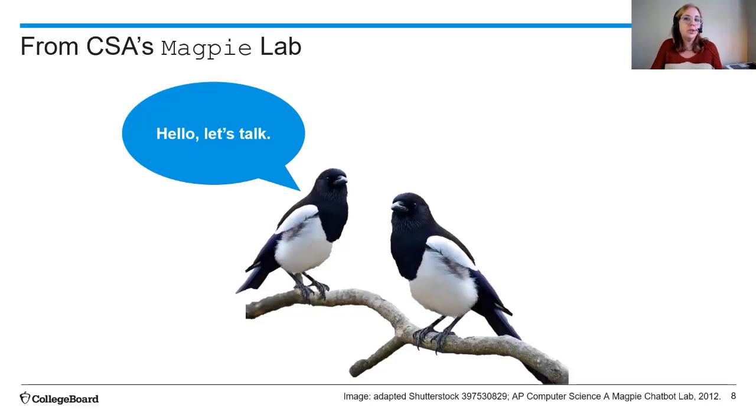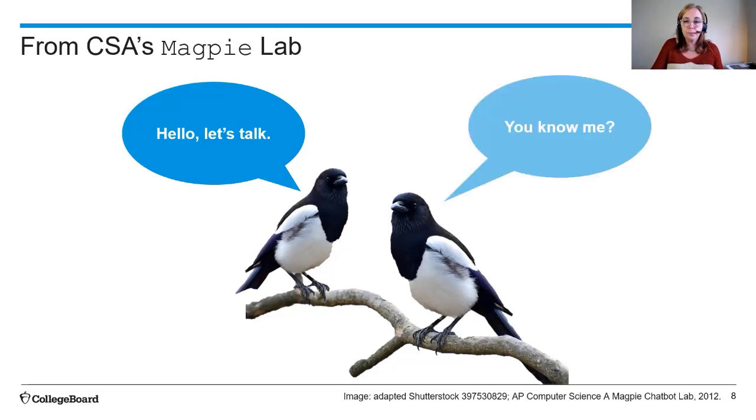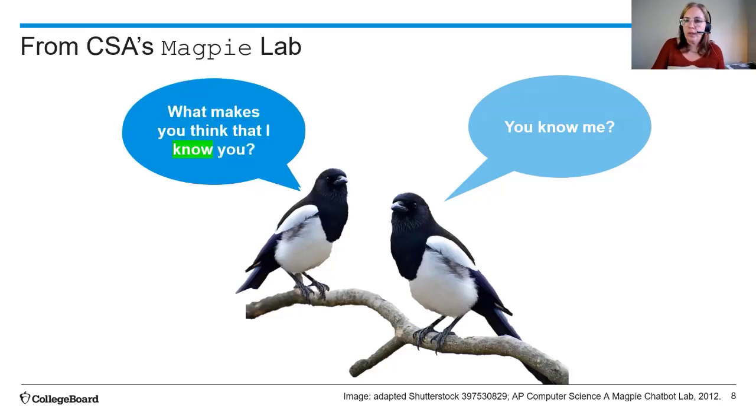So like I showed you last time, and if you've looked at Magpie since then, it begins with hello, let's talk. And today, Bo is saying, you know me. And JJ's going to say, what makes you think that I know you? So this is a different piece of code from the lab, and I want to show it to you and let you see how it fits in.